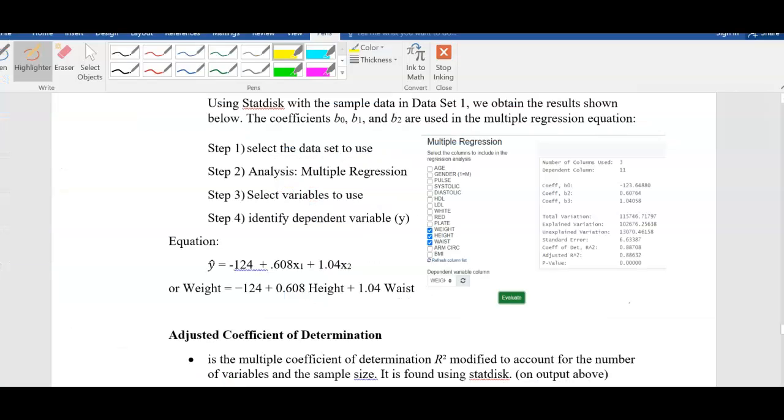Now that we have everything, here are the variables that we're looking at. To write this, the 124, I'm just going to round to the nearest pound. Negative 124 is where we're starting. The first one goes to the first variable that we clicked, which was height. So the 0.608 goes to the height. It just goes in order. 1.04 now goes to the next variable, which was the waist. So we just write those out, and this is my prediction equation for more than one variable.